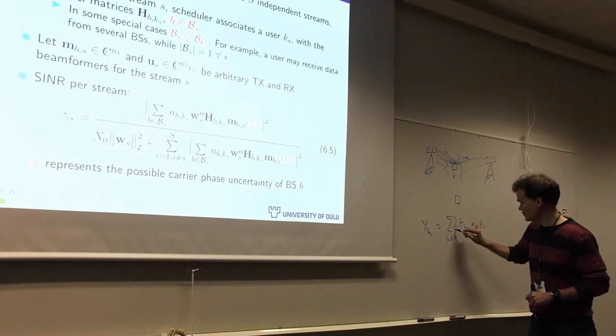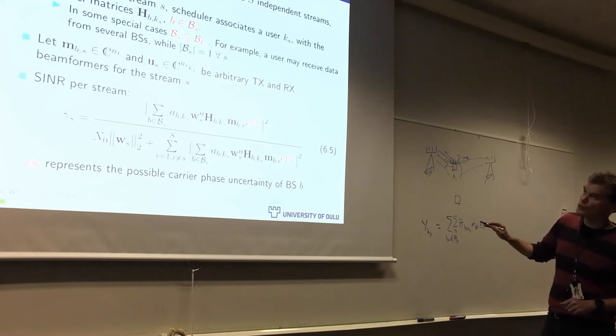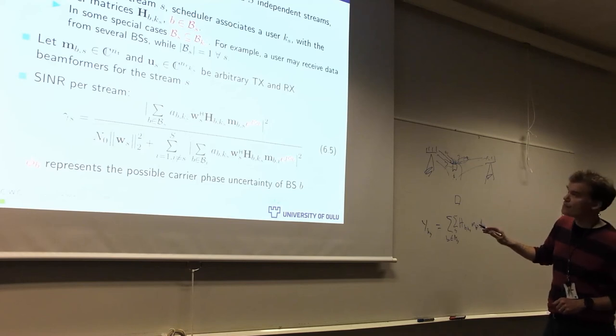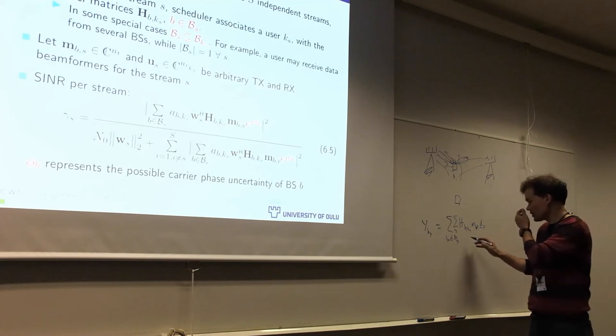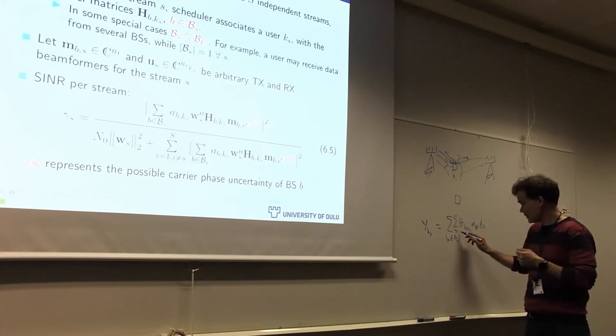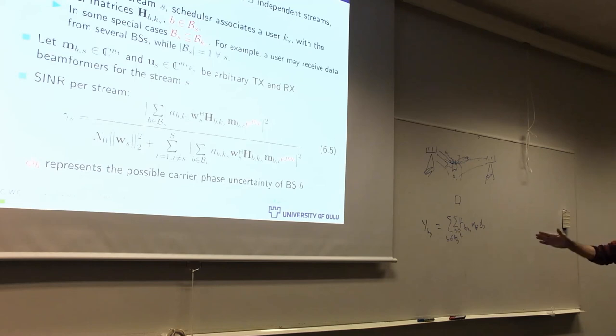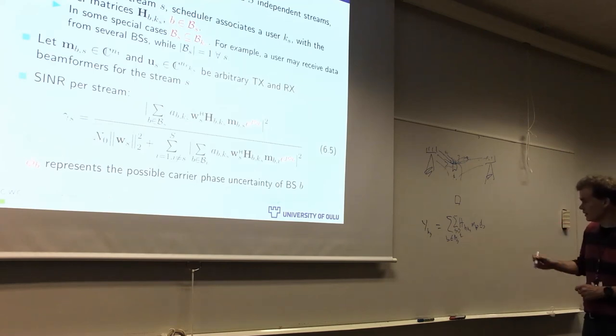Sorry. We can have an extra S summation here. S belongs to... it's not defined here, streams of user K. S belongs to S_K. It contains the S indices that are associated with the user K, okay?